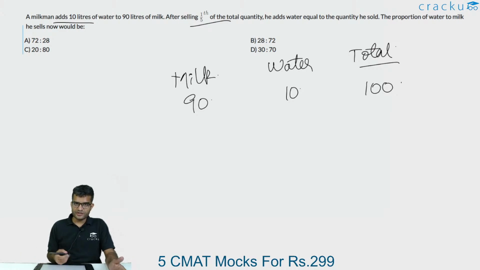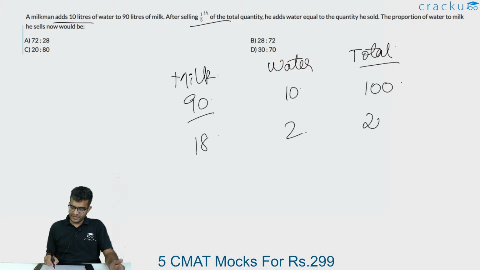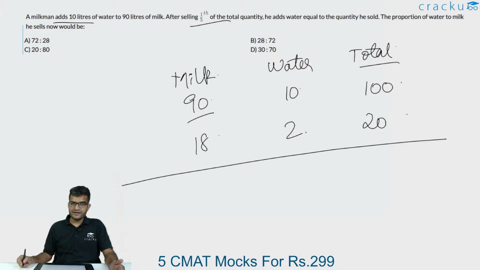So the amount of milk that is taken out is 90 divided by 5, which is 18. The amount of water that is taken out is 10 into 1 by 5, which is 2. So the total that is taken out will be 20. So the amount remaining will be 90 minus 18, which is 72 liters of milk, 10 minus 2, which is 8 liters of water, and 100 minus 20, which is 80 liters in total.